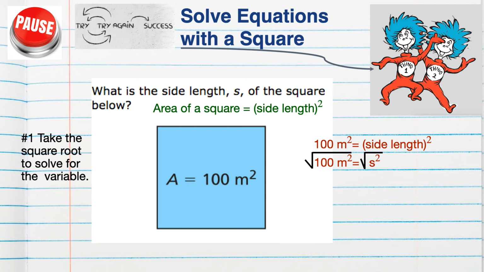Okay, so what happens when you take the square root of a square? Yep, they simplify each other. So what are you left with? Well, we're left with s, which is the side length, is equal to, well, what's the square root of 100? 10. Now remember, we're talking about a measurement, so we also have to include the unit measurement, which in this case, it's meters. So the side length of the square is 10 meters. All right, great job.